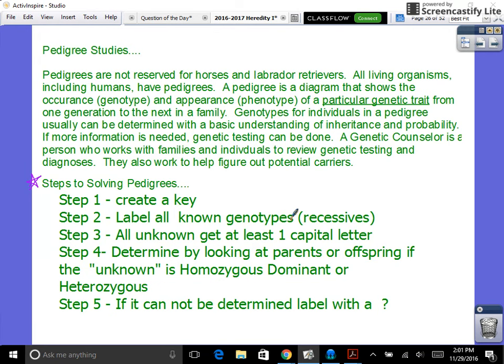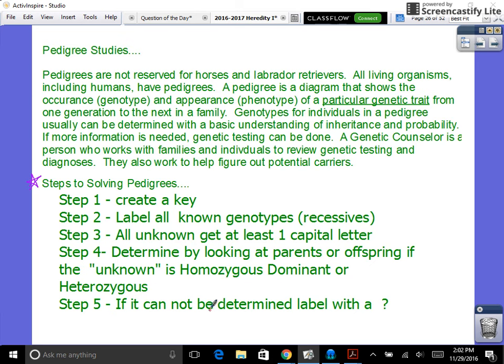For example, we're going to work with albinism, and we know that's a recessive disorder. So anyone who has albinism would get 2 lowercase letters. For step 3, all your unknowns are going to at least get 1 capital letter, because this is a recessive disorder. Step 4, you determine by looking at parents or offspring if the unknown is homozygous dominant or heterozygous. Step 4 is really where you would be doing a Punnett square. At this point, some of you don't need to do a Punnett square. Some of you do. You can just jot it down on a piece of paper and try to prove to yourself what the parents could be.